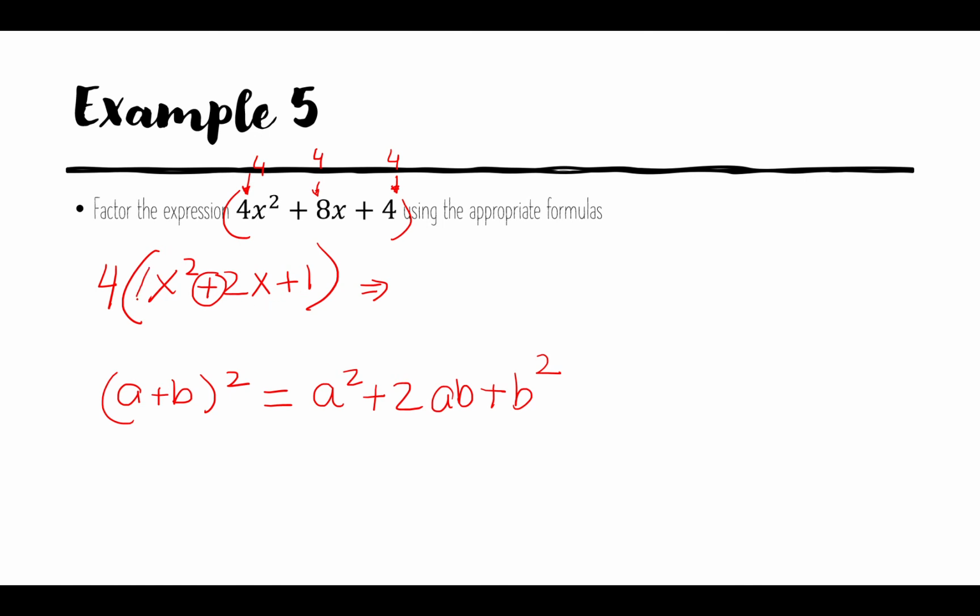Since we have our a squared and b squared values, we can simply find the square root of each of these and plug them into this factored form. So here we will get 4 times the square root of our a squared value, which is x, plus the square root of our b squared value, which is 1. The square root of 1 is just 1. And thus, we have the factored form of this expression.